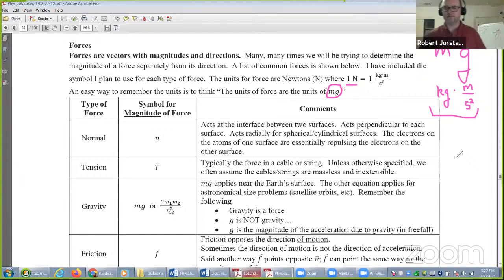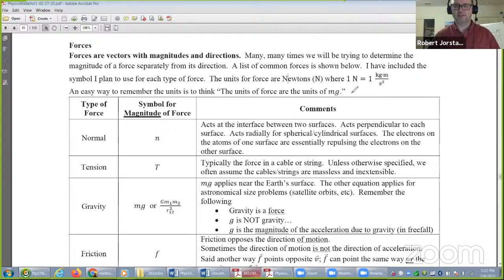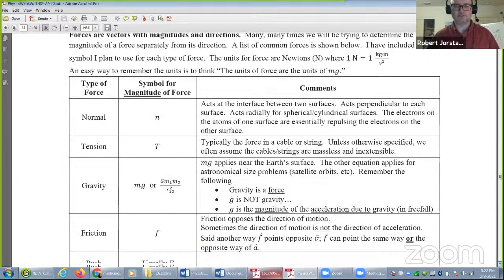So in a physics problem, if you end up with an answer for a force and it says g in it, but no m, you know you didn't do it right. Your forces are usually proportional to mg, not just mass, not just g. All right, that's the units. Next, let's go through some of these symbols that we're going to use.